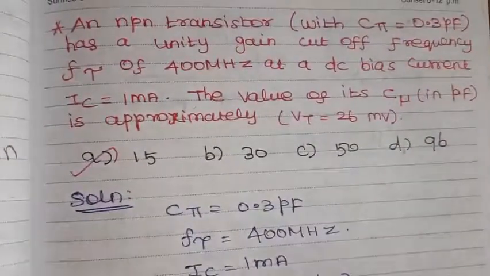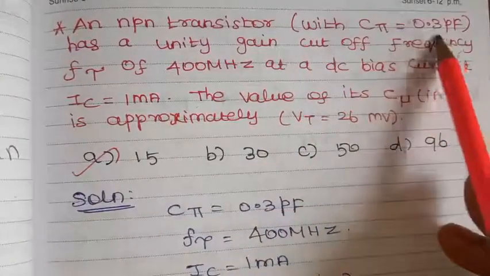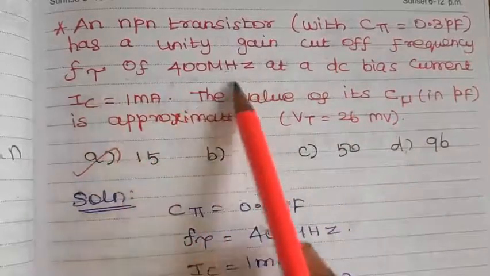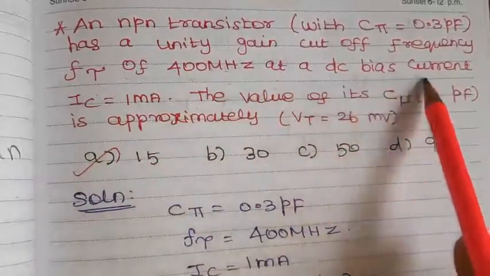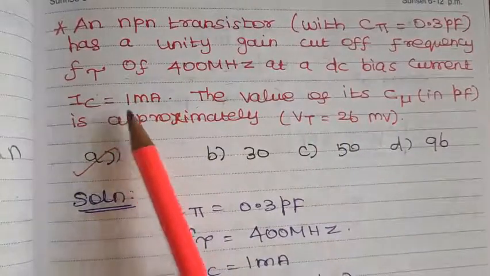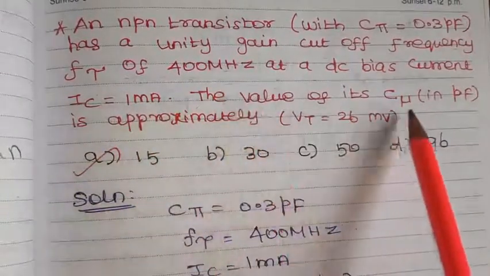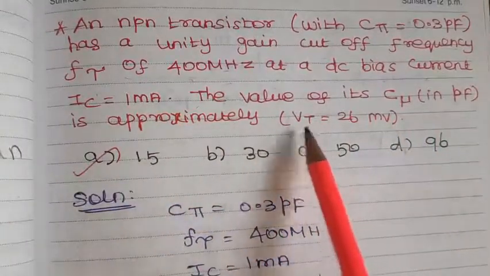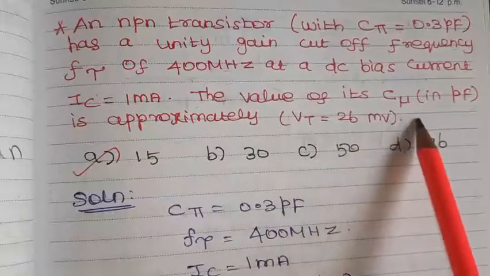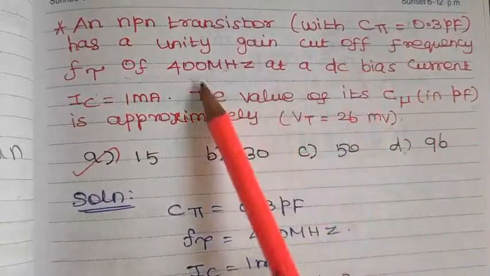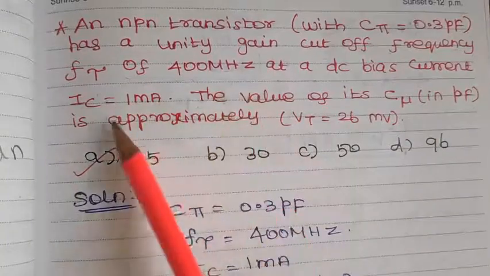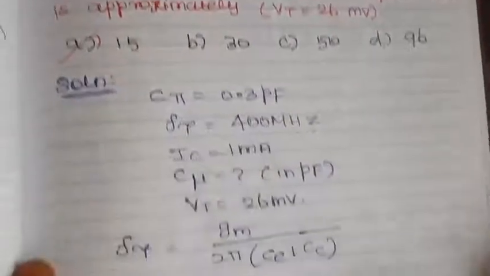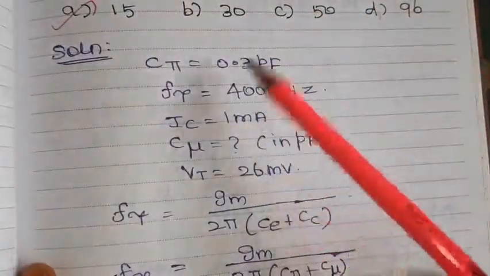An NPN transistor with C pi equal to 0.3 picofarad has a unity gain cutoff frequency f tau of 400 megahertz, and has a DC bias current IC equal to 1 milliampere. The value of its C mu in picofarad is approximately, okay, VT value, the thermal voltage, is equal to 26 millivolts. So C pi value given, f tau value given, IC also given, C mu value we are going to find out. Okay, so just write down the data given in the question one by one.